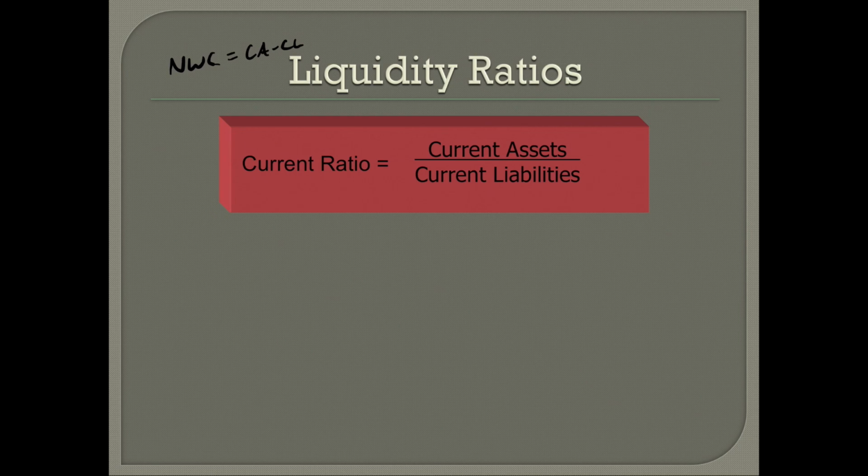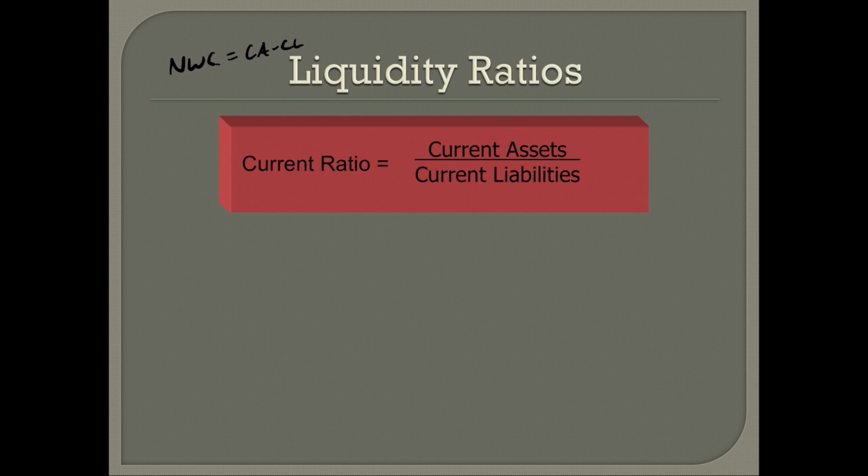So once again, if a company has a positive net working capital, then we know that their current ratio is also going to be greater than 1. So they have current assets that exceed their current liabilities. Now, when you are evaluating the current ratio, the higher the ratio, typically the better.